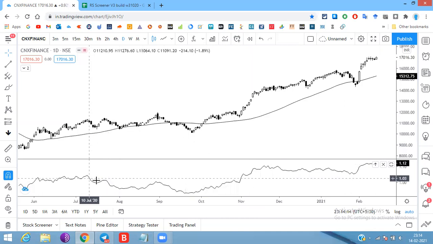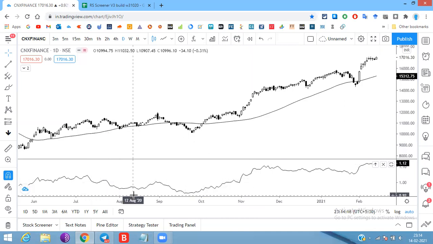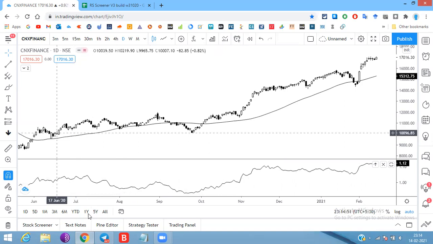When the ratio line falls, the stock or any instrument which I'm currently analyzing, Nifty Financial Services, is underperforming. It is being underperformed by the Nifty. It is in an underperforming stage. So it works like this: if Nifty, which is our denominator, is moving up more than our numerator, which is Nifty Financial Services in this case, at that time the ratio line falls.